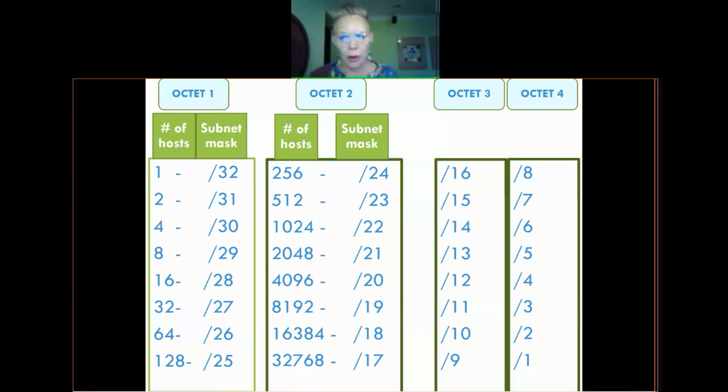So Matthew, can you come off of mute and tell me why you picked a /29? You can't come off mute. Oh, your mic doesn't work. Yeah, just type it in and I'll read it out.